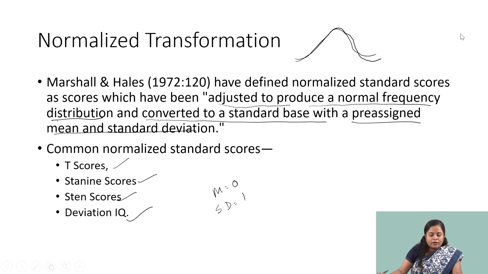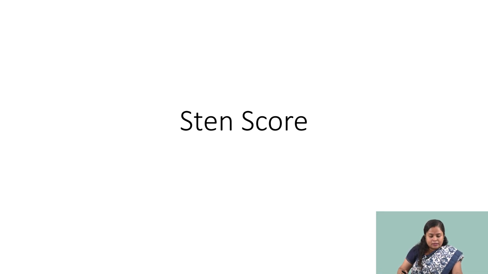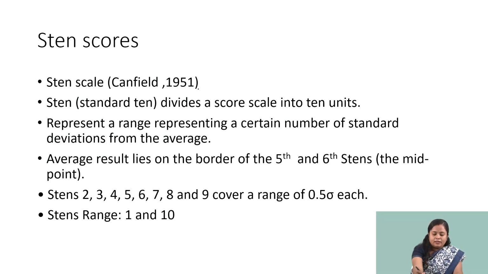There are some common normalized standard scores: T-scores, Stanine scores, Sten scores, and deviation IQ, which we will consider. First, the Sten score. The Sten scale was elaborated by Canfield in 1951.